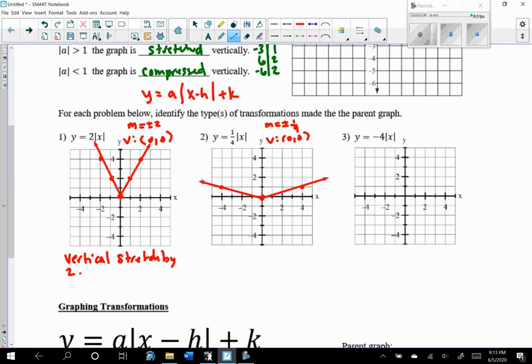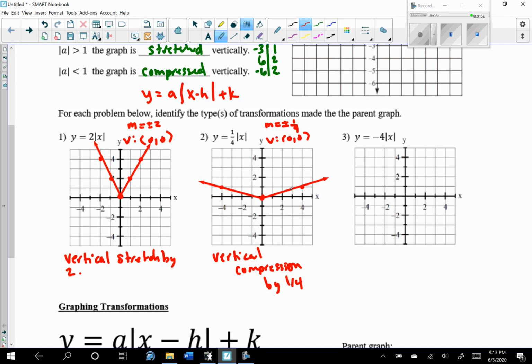And then the last thing we want to do is talk about what happened to our graph. Since our a value is equal to 1/4, that is a vertical compression by 1/4. That means we took our y values from the parent graph, y equals the absolute value of x, and we compressed them down by 1/4.